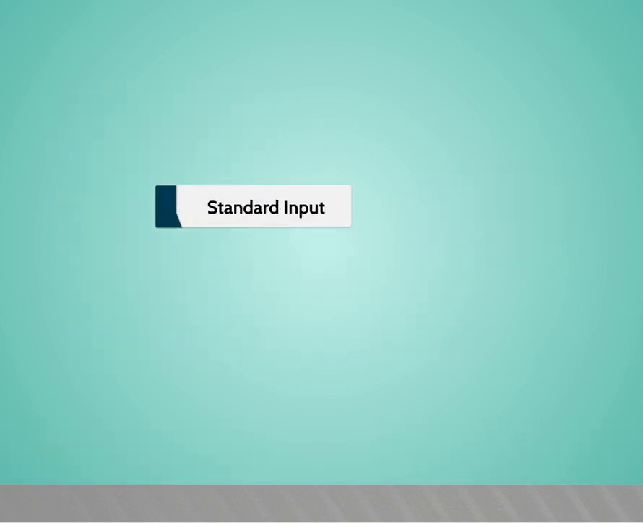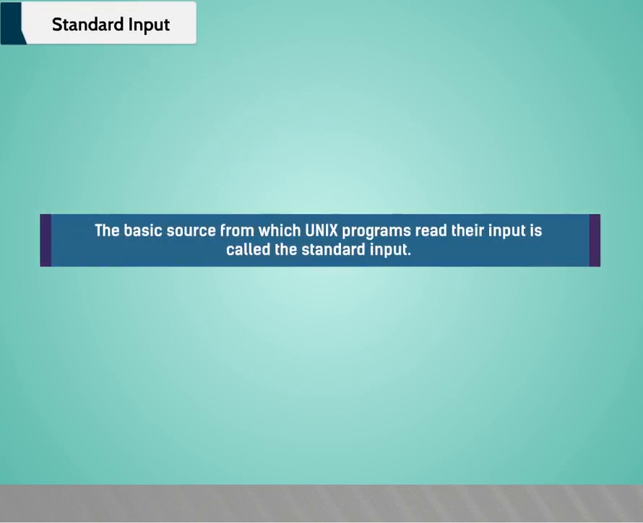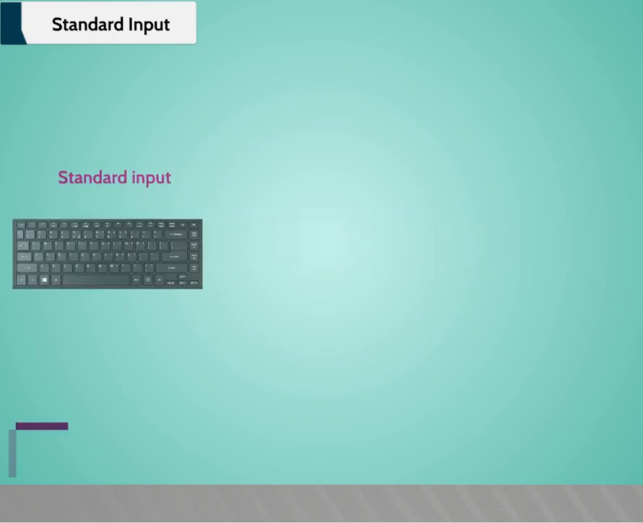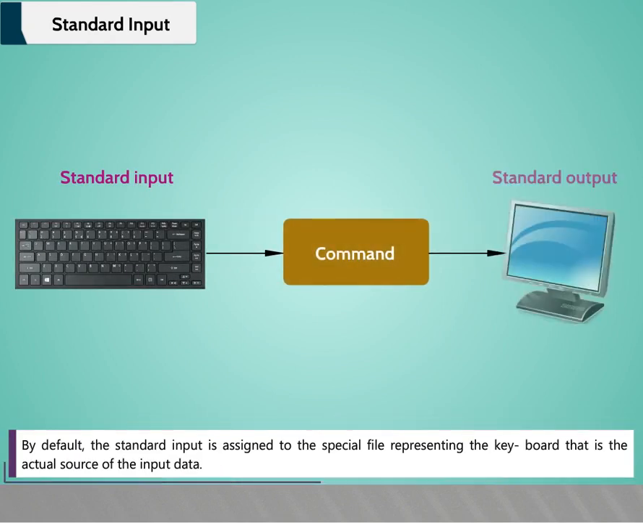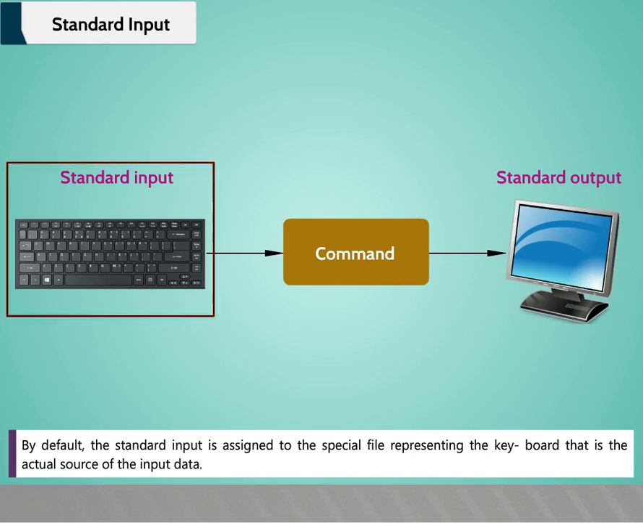Standard input. The basic source from which Unix programs read their input is called the standard input. By default, the standard input is assigned to the special file representing the keyboard, that is the actual source of the input data.